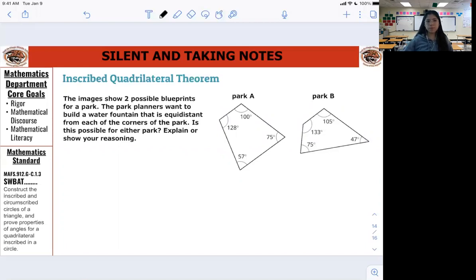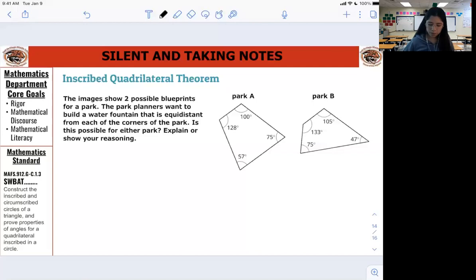The image shows 2 possible blueprints for a park. The park plan is to build a water fountain that is equidistant from each of the corners of the park. I don't know how to pronounce that, so I'm going to skip it. Is this possible for either park? Explain or show your reasoning.